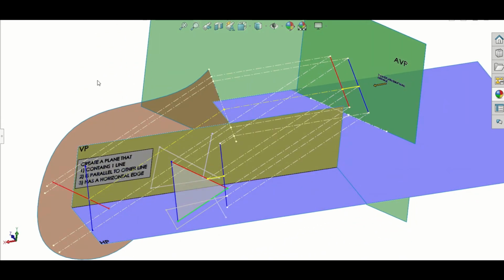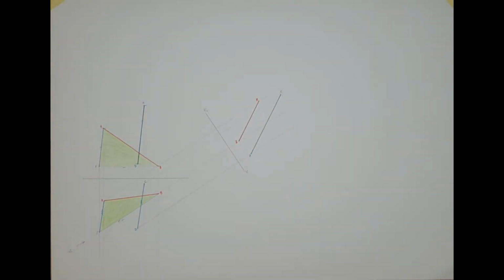Done. Okay, I'm going to flick back onto paper. We're going to do this one on paper, and then we're going to move on, and we'll do the shortest horizontal distance next. Now, having seen that there on the model, we should have no problem in knowing what's coming next here.